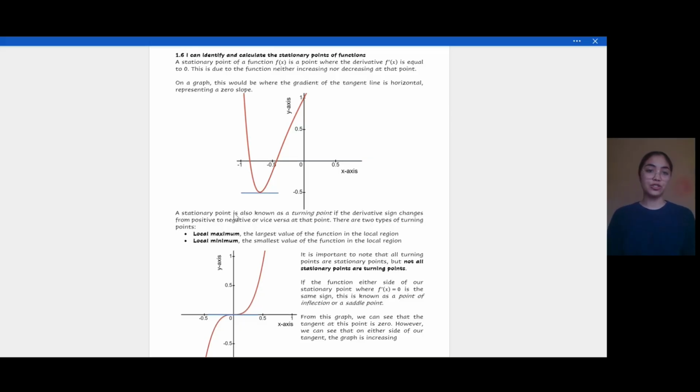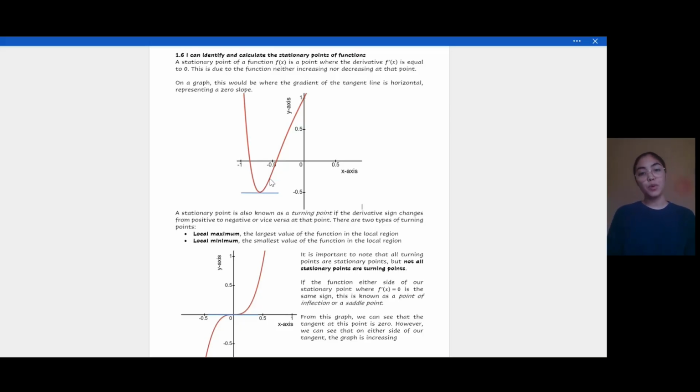Having a look at this graph over here, we can see that we've drawn a tangent line. As this tangent line is horizontal, this represents a 0 slope. So this means that the instantaneous rate of change, or the derivative at this point, is also equal to 0.